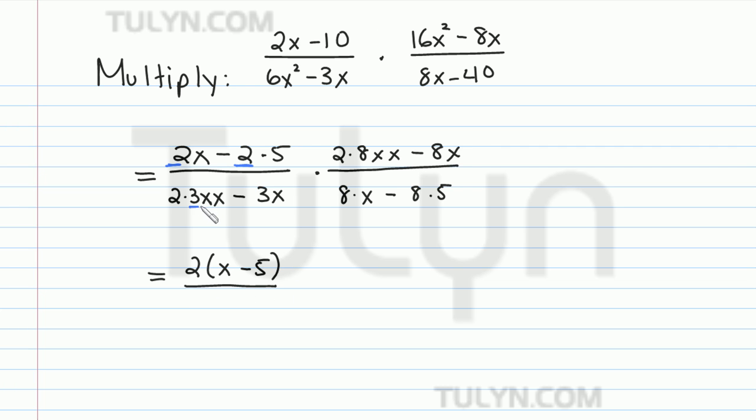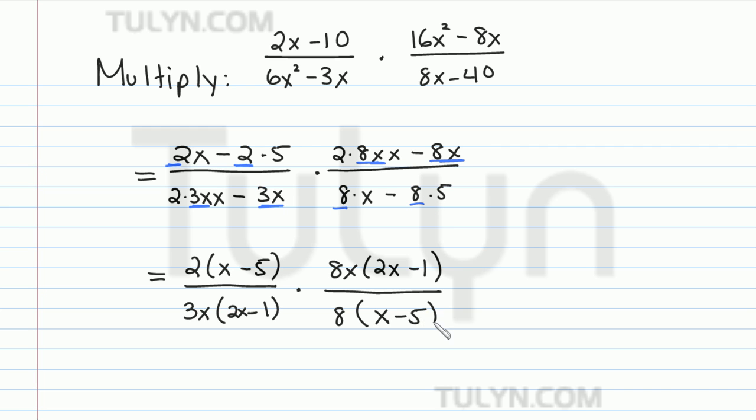In the denominator, there's a 3x here and a 3x here. So if we factor out a 3x, we're left with 2x on the first term, and then just a 1: 2x minus 1. And for the numerator, what's in common? Looks like an 8x, as we said before. So if we factor out an 8x, you have 2x minus 1 left over. And then finally, for this one, factoring out an 8, since there's an 8 in common in both, what you're left with is x minus 5.